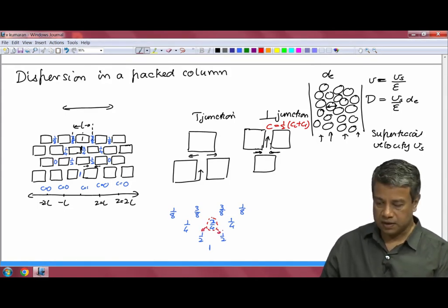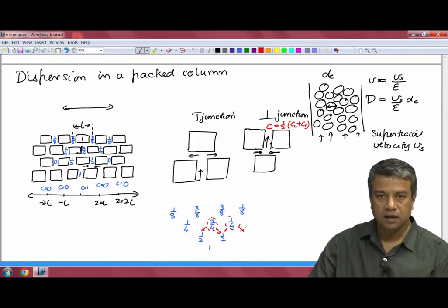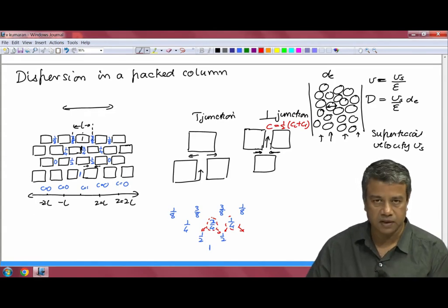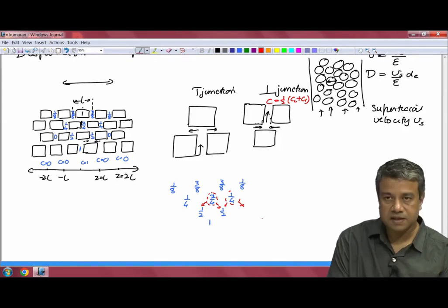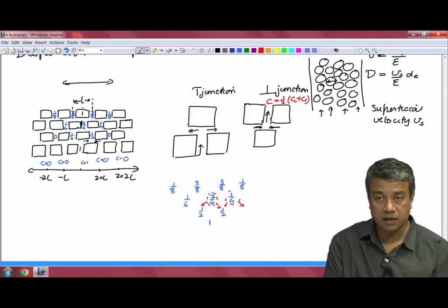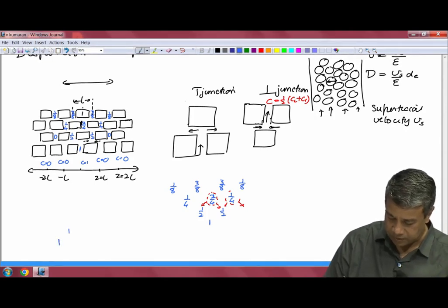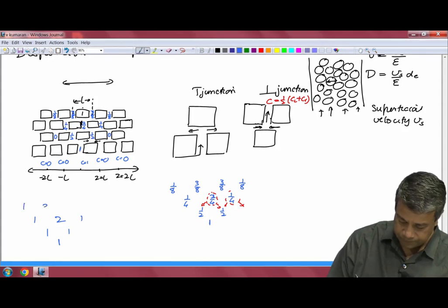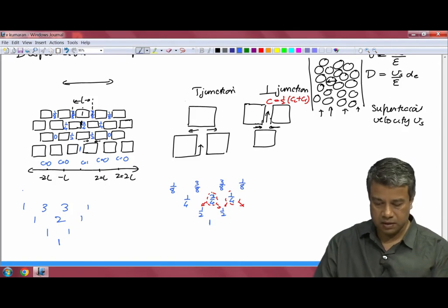Similarly, for this one, it is the average of the adjacent concentrations. In this case, the adjacent concentration on the right is 0, and so on. So, this has a specific form. The numerator in this, if you write it out, will be 1, 1, 1, 2, 1, and so on.